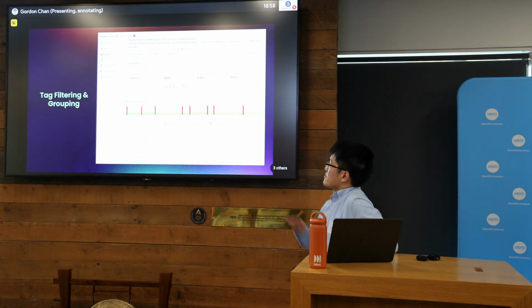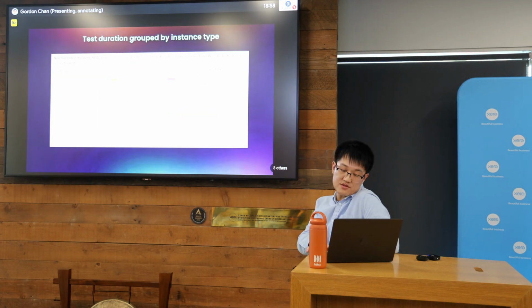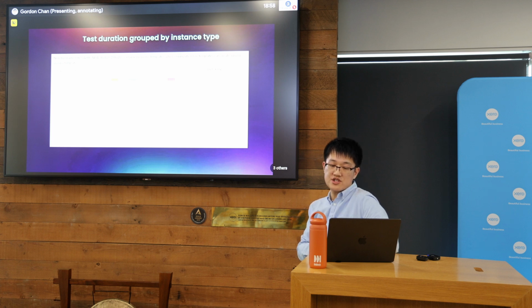So this is a view of a single test, and there's that test trend section in the middle where some of the data has been grouped by the host type. This slide shows you a graph displaying the P50 test duration data.